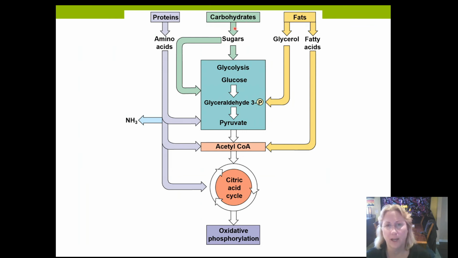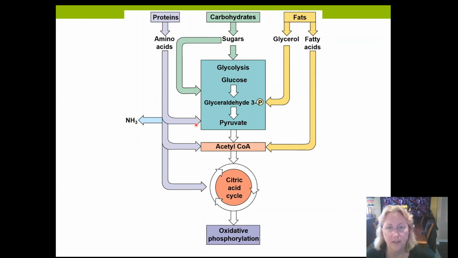So carbohydrates enter as sugar. Fats, when we break down a triglyceride into a glycerol and 3 fatty acids, the glycerol can enter as G3P. Fatty acids will be broken down into 2 carbon bits, and these can be reversed as well. So if we're going to be storing fat, glyceraldehyde 3P will form the glycerol backbone, and acetyl-CoAs will be linked together into fatty acids.